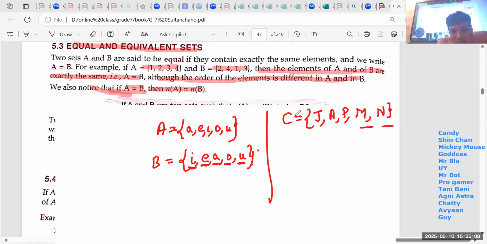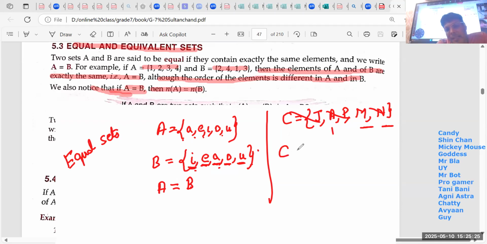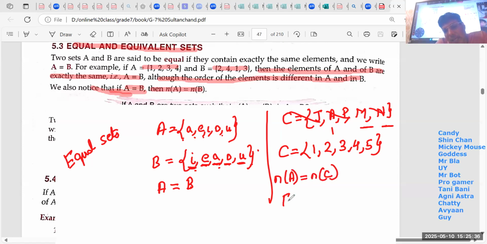So then let's come to this. A has A, E, I, O, U and B also has A, E, I, O, U. Their order can be different. So I can say that set A is equal to set B. So these are equal sets. But if I say that C has 1, 2, 3, 4, 5, you notice that the number of elements in A is equal to the number of elements in C. So they are not equal but equivalent sets.